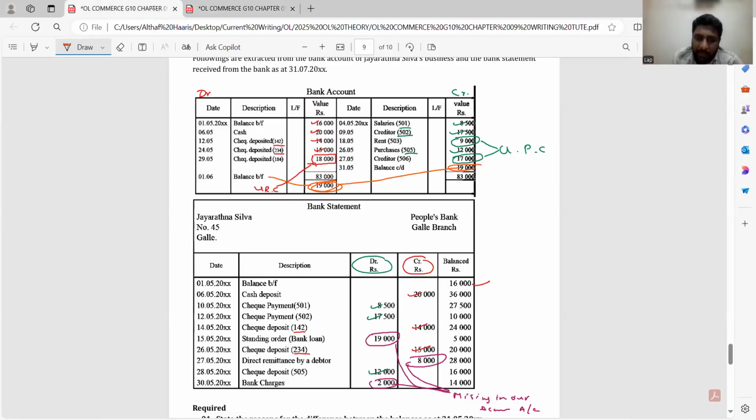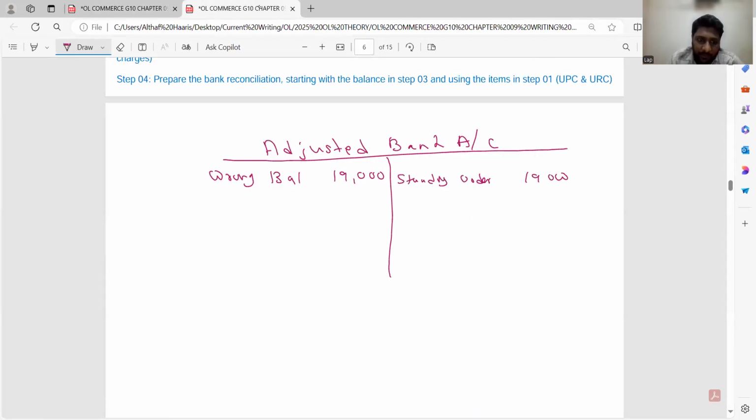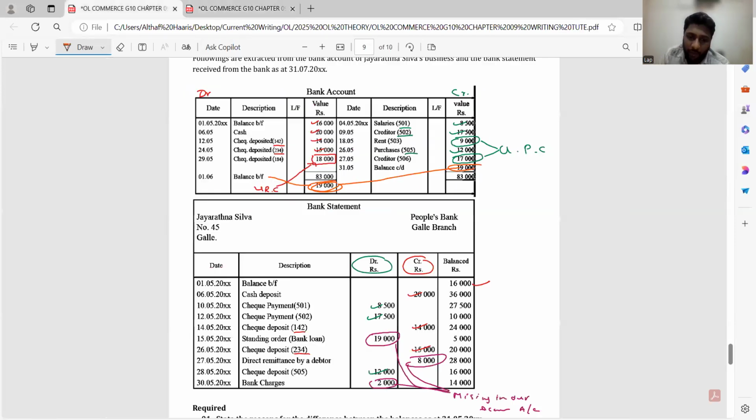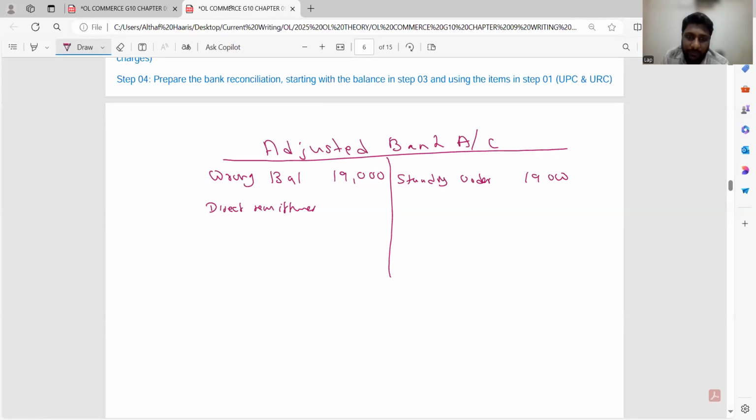Their credit is our debit. Direct remittance. Makes sense, people? If the other party has deposited money, we have to increase our account. That increment has not happened, so now we have to increase it. 8,000.